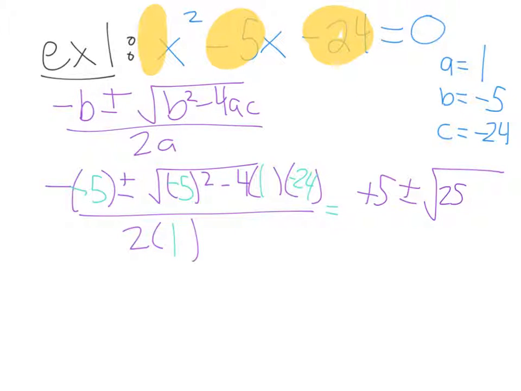Then take a peek at the last part of my equation. It is all three numbers multiplied together. So negative 4 times 1 times negative 24. My negative times a negative is going to change into a positive. And 24 times 4 is going to be 96. All divided by 2 times 1, which is 2.